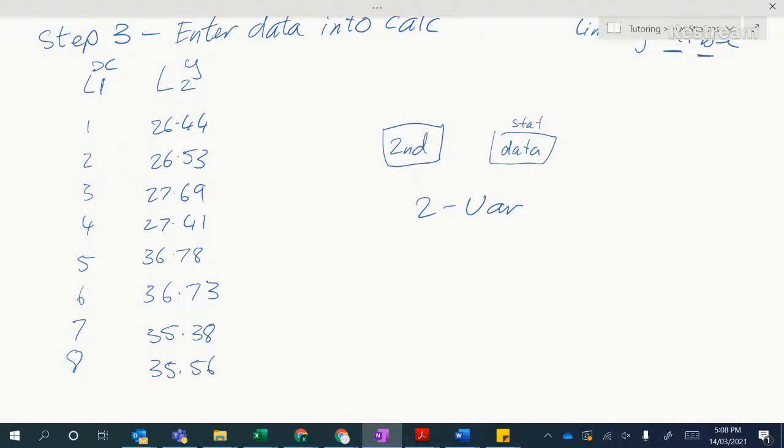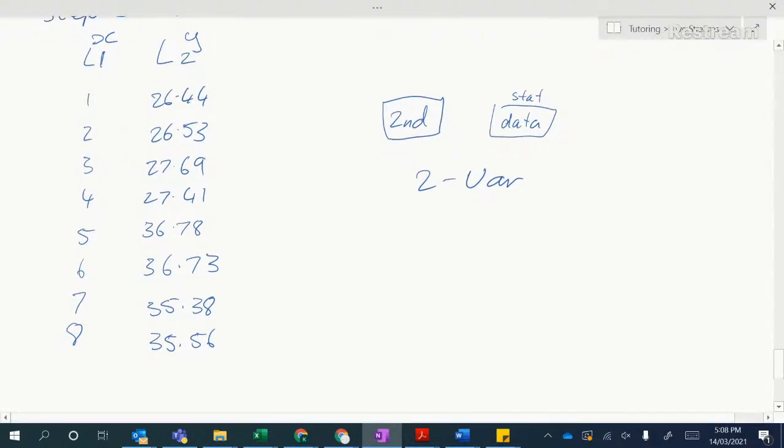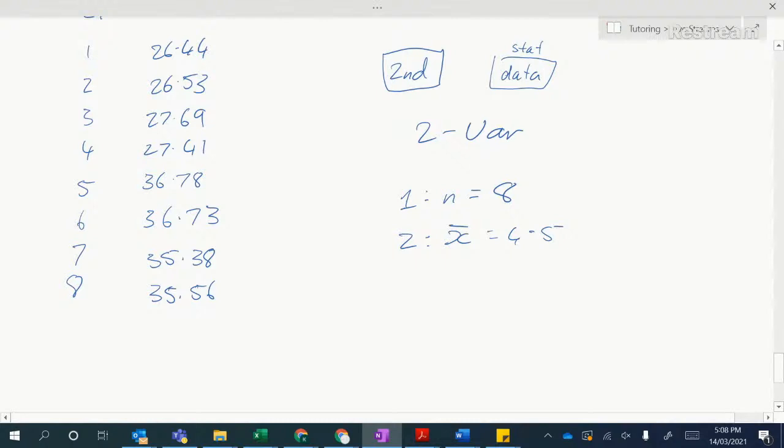Then it brings up a whole list of numbers. So it does things like this: 1, n equals 8. That means that there are 8 data values there. Then 2, x bar equals 4.5. That's just telling you the mean of x. You can keep scrolling through, but what we want is scrolling down to capital D, E, and F.